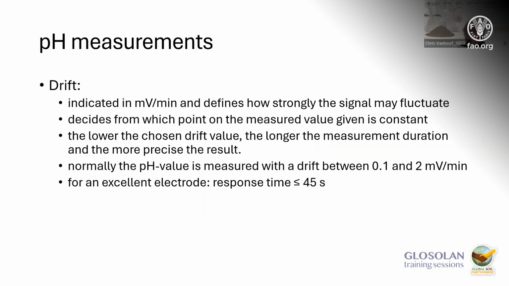Finally, when you do a pH measurement, you also have to make sure that you measure at the moment that your signal is stable. And that's indicated by the drift. When you put your sensor in your solution, the pH value will still drift a little bit. And at a certain point, it becomes constant. And that is the point that you define. Generally, you define the drift between 0.1 and 2 millivolt per minute. The lower the value, of course, the longer the measurement can take, but the more precise the result is. But if you take it between 0.1 and 2, pH measurements are very good.